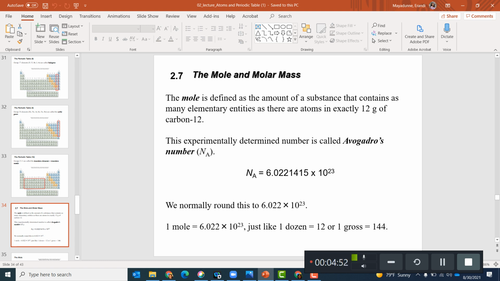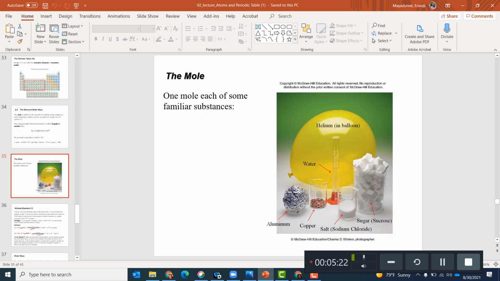6.022 into 10 to the power 23. So it's a bigger number, and that's what we find difficult. But if you think about it outside of chemistry, if you can count 6.022 into 10 to the power 23 eggs, that is 1 mole of eggs. And if you count that many pebbles, that is 1 mole of pebbles. It goes like that.